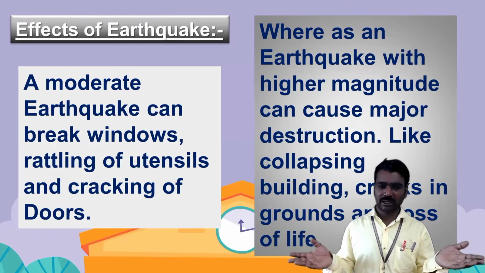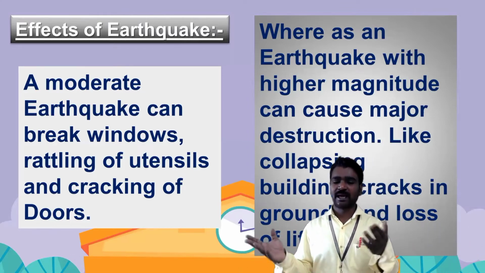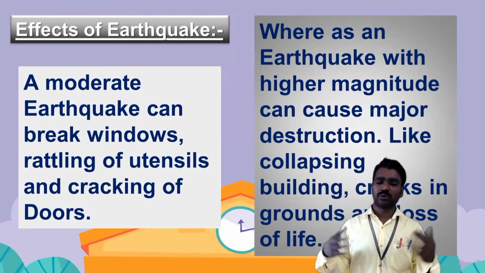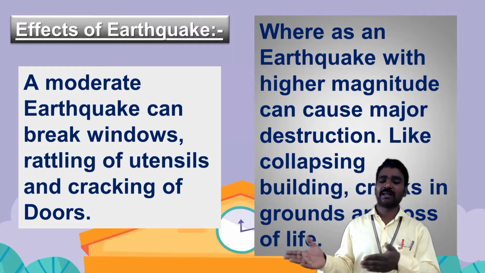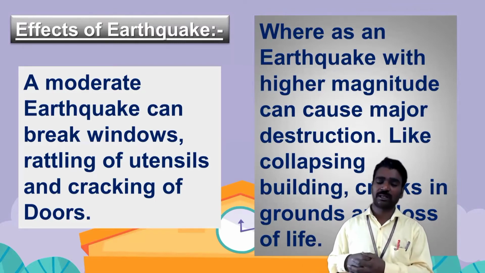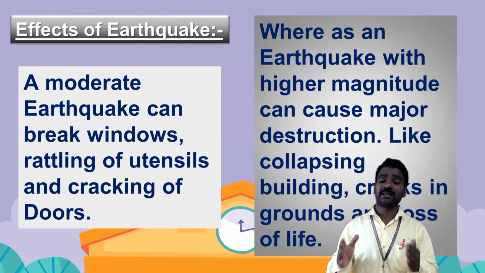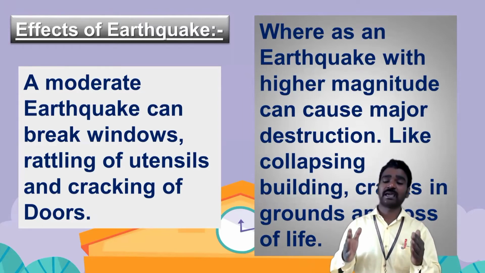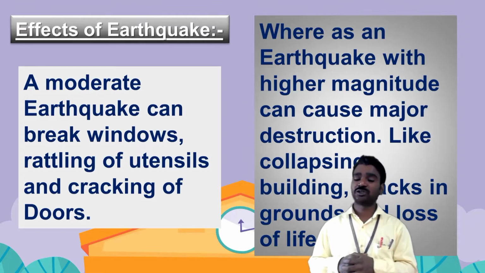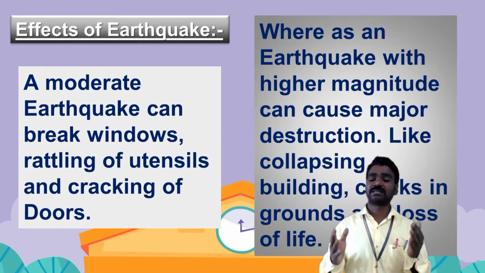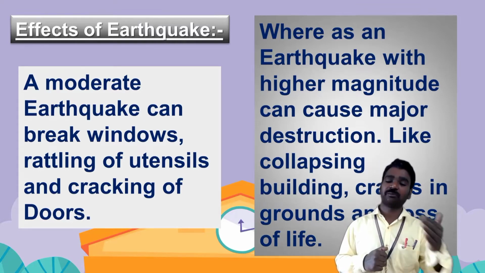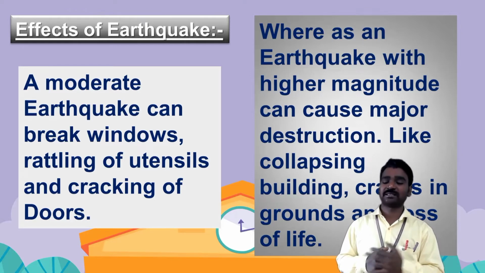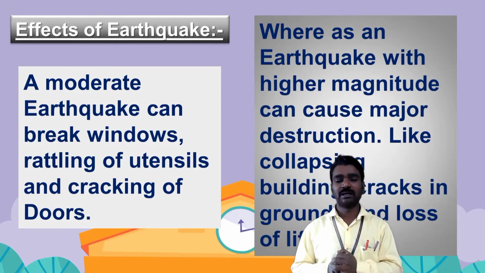We cannot stop the earthquake. Earthquake is a natural disaster, and nature is not in our control. We cannot control nature. As we cannot control the earthquake, at least we can minimize the damage, or we can minimize the loss of lives if we take certain precautions. So what kind of precautions we should take before or during an earthquake, that also we will discuss in this part of the video. So let us begin with the effects of the earthquake.